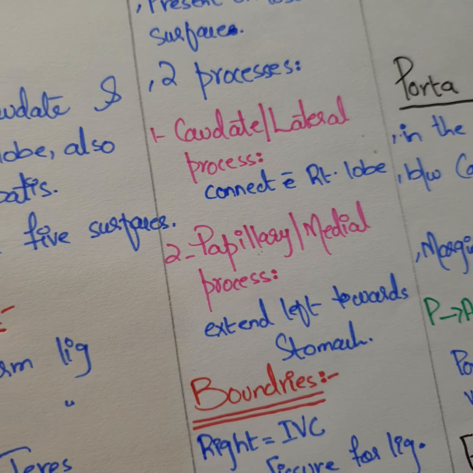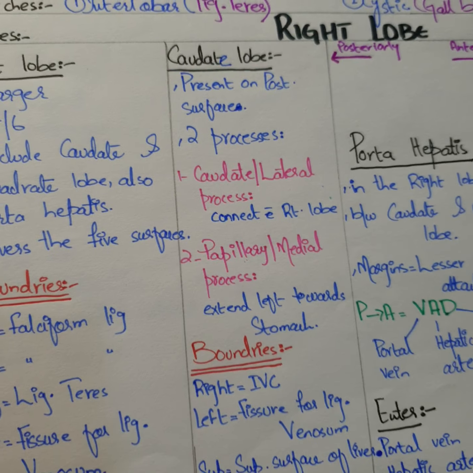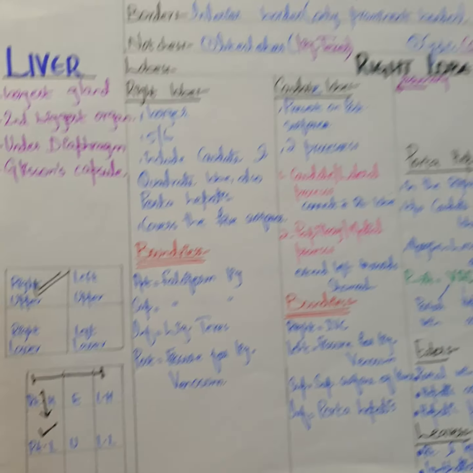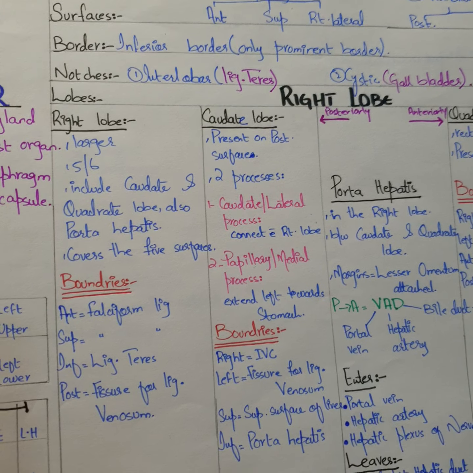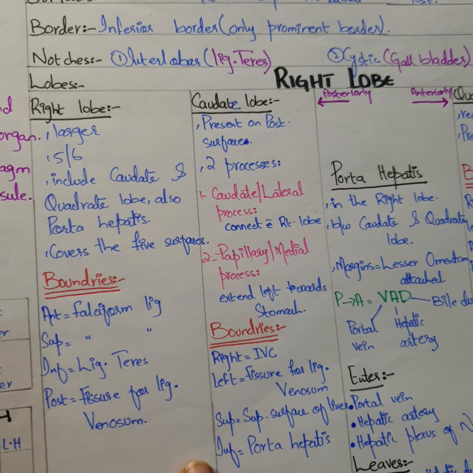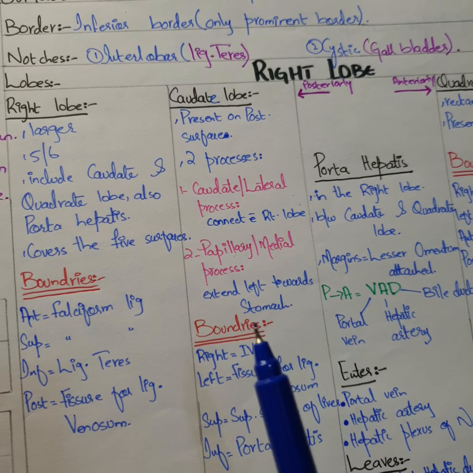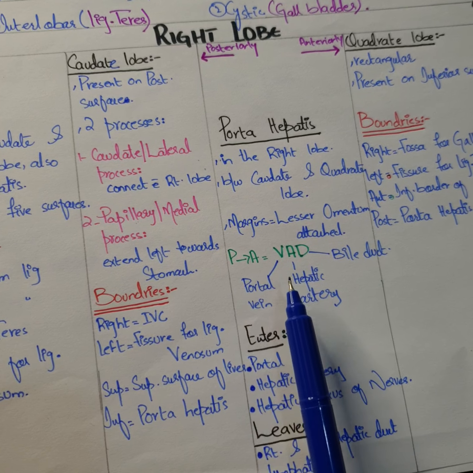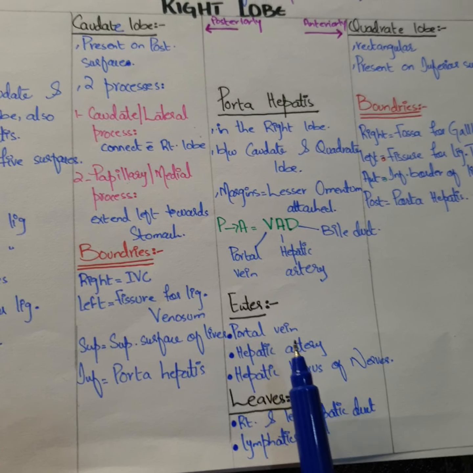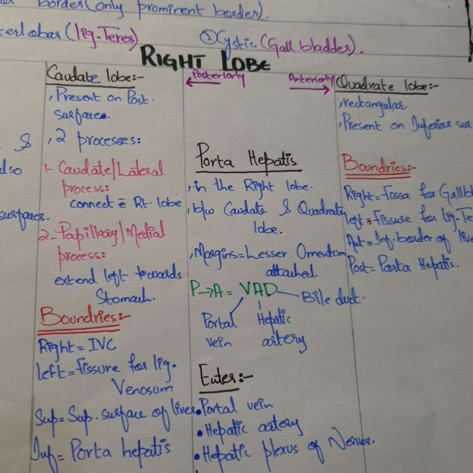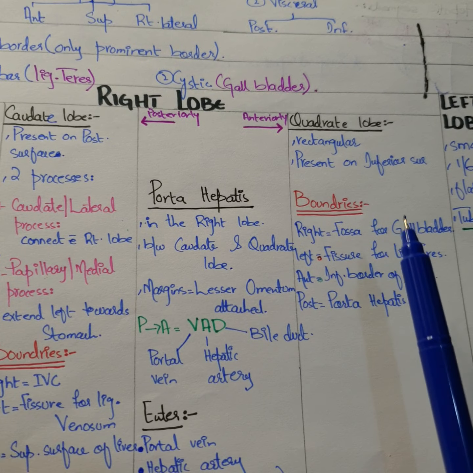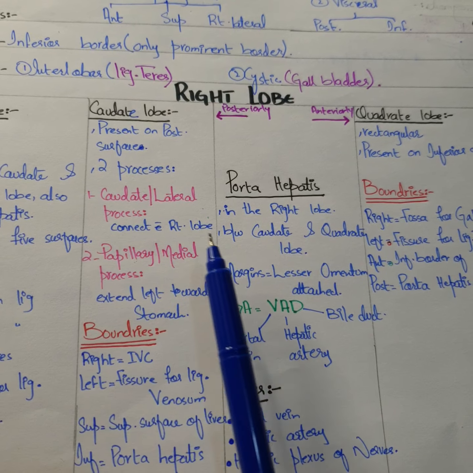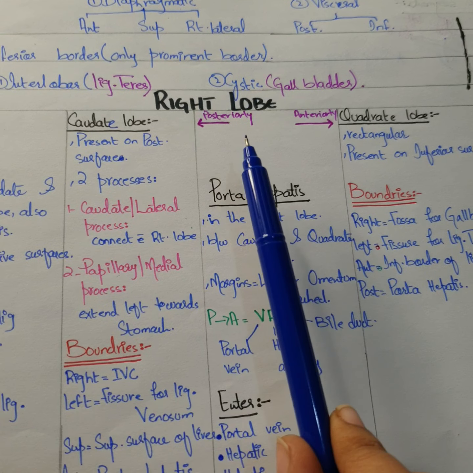Okay, so that's all about the liver. We have discussed the liver, its location, its surfaces, its borders, notches, and in the right lobe we discussed the boundaries of the right lobe, the caudate lobe, its processes and boundaries, the porta hepatis, its structures from posterior to anterior, and also what enters the liver through the porta hepatis and what leaves it. Then we studied the quadrate lobe, its characteristics and its boundaries. The caudate lobe, porta hepatis, and quadrate lobe were all included in the right lobe.